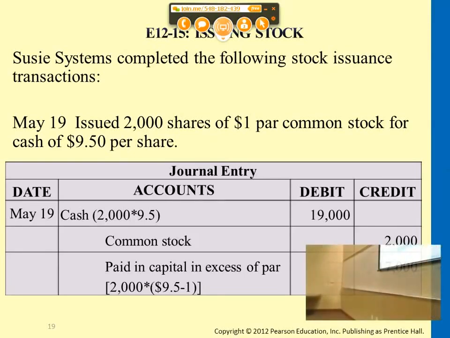Okay, so there's premium $17,000, and there's common stock, face value times shares, 2,000. If we were to post this to T accounts, right-hand side, common stock 2,000, paid-in capital in excess of par $17,000.